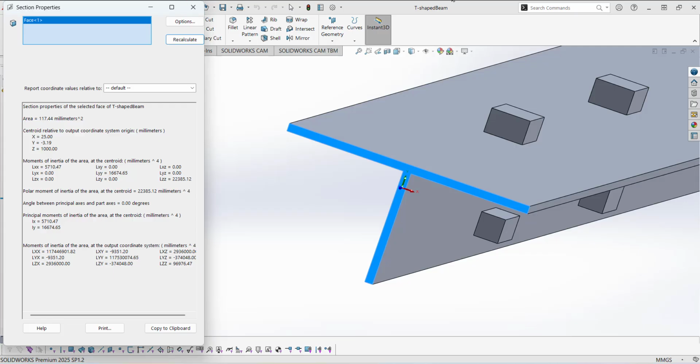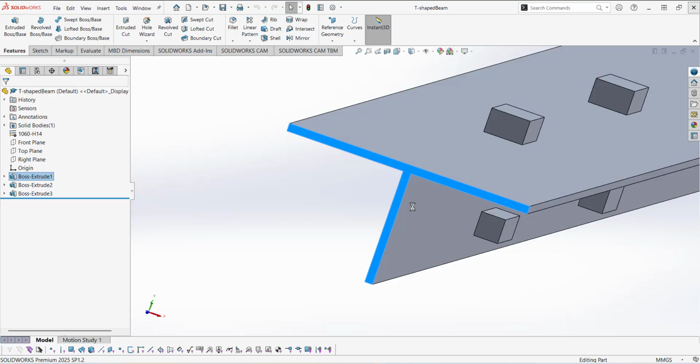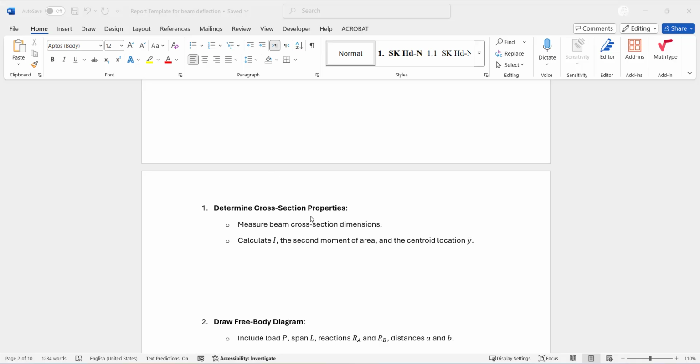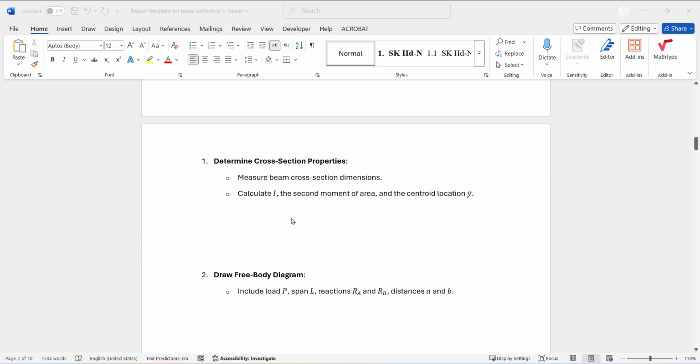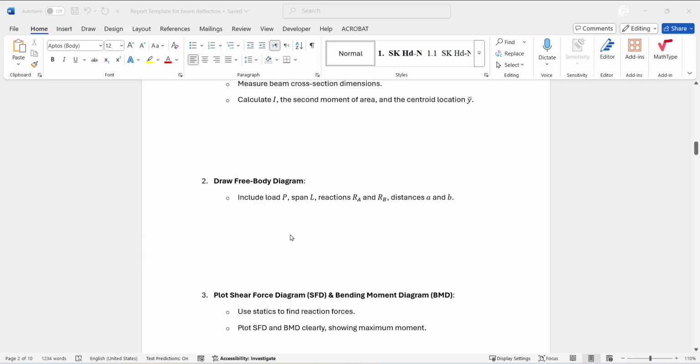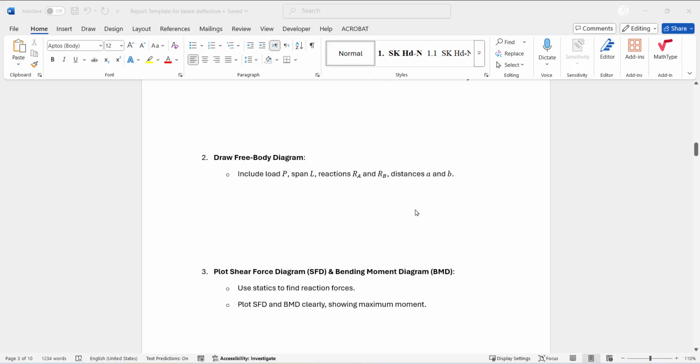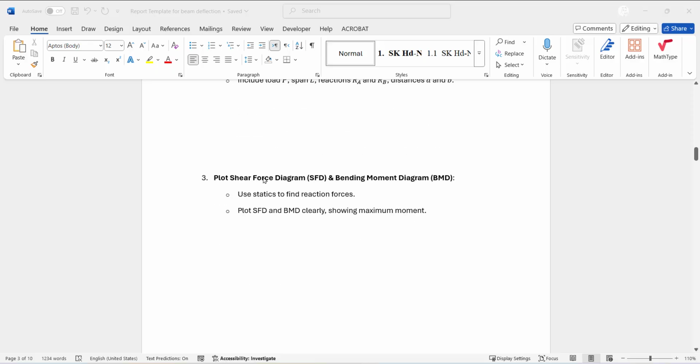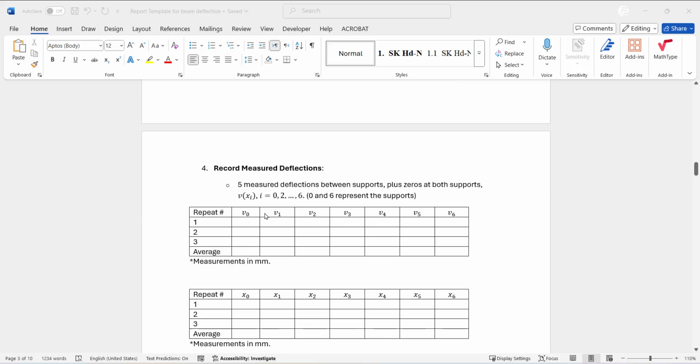So getting back to the report template, here you include your calculation of I, make a free body diagram of the simply supported beam, and for the loading case provided you find the reactions at A and B, and then you plot the shear force and bending moment diagram based on the provided data.